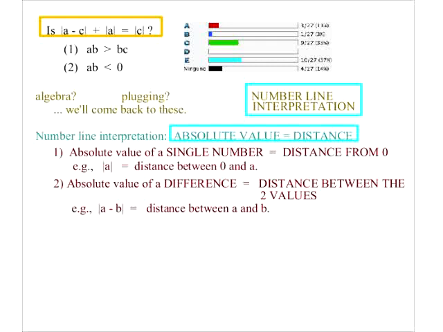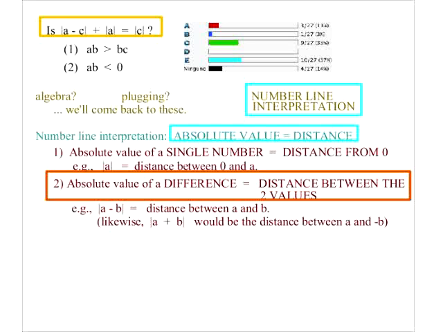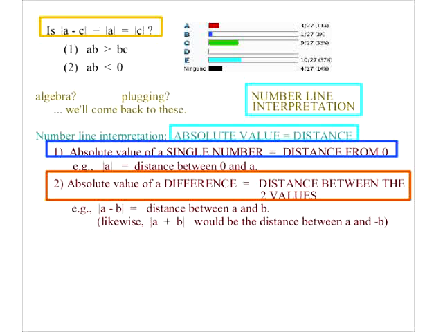So also, if you had something like the absolute value of A plus B, that would be the distance between A and negative B, because that's A minus negative B. But those are the two things you need to know. Absolute value of a difference is the distance between two values. And absolute value of a single number is the distance from 0. So let's keep these things in mind when we interpret these things.